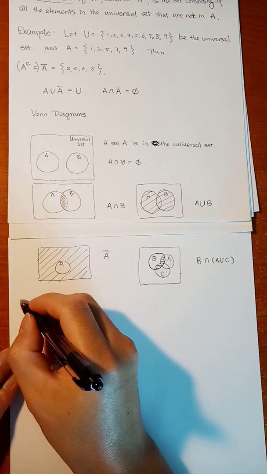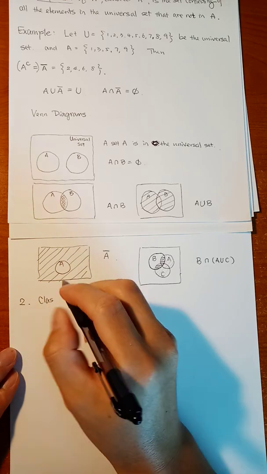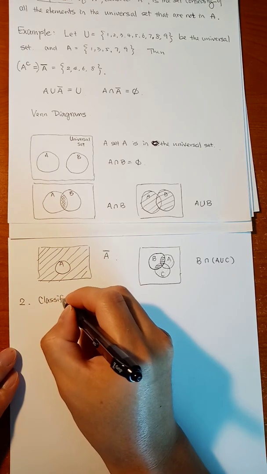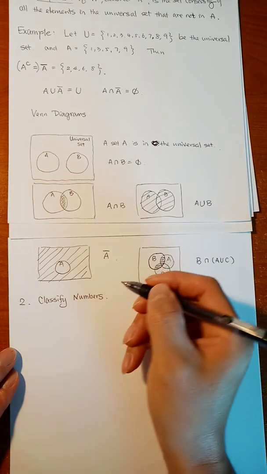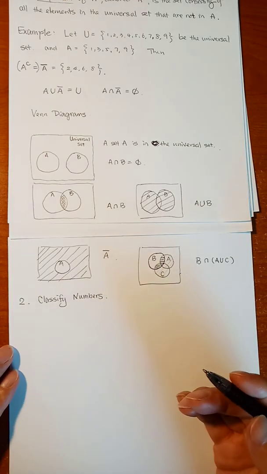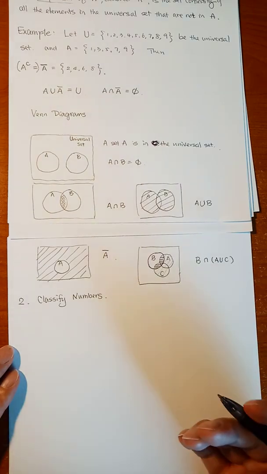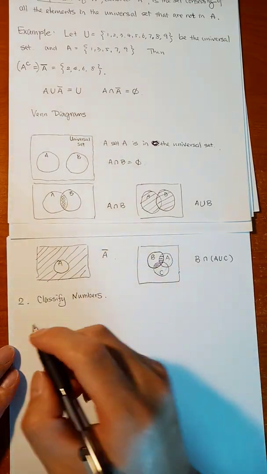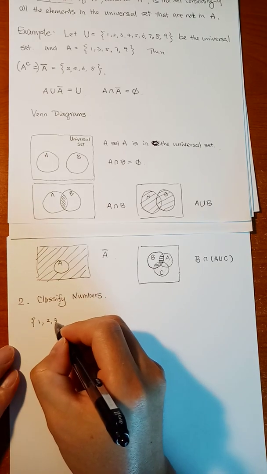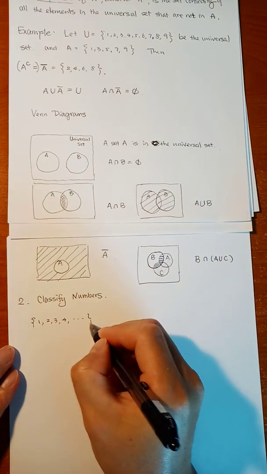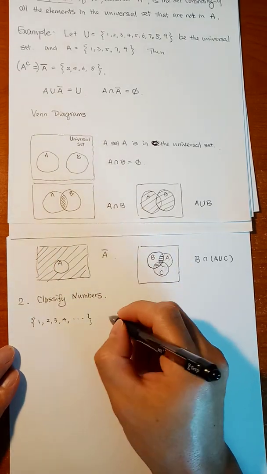Okay, so in the second part, we classify numbers. What is a classification of numbers? It depends on the steps we understand or know the numbers. The first step, we have 1, 2, 3, 4. They are called counting numbers or the natural numbers.